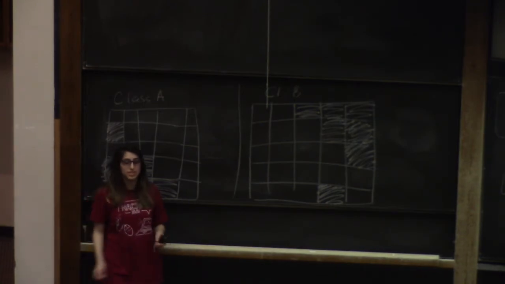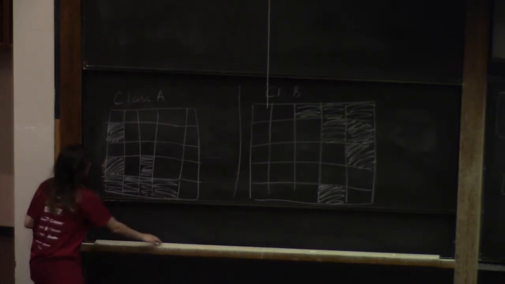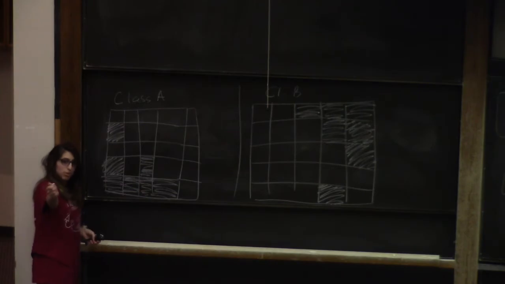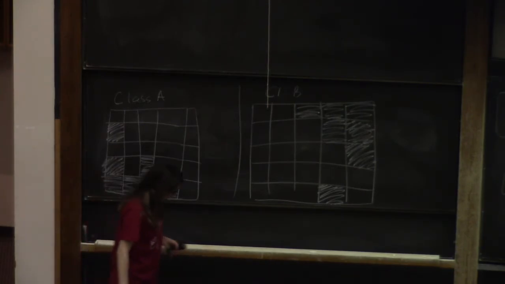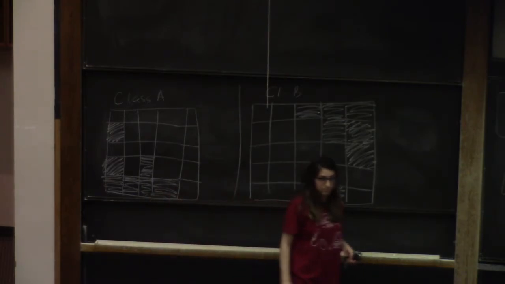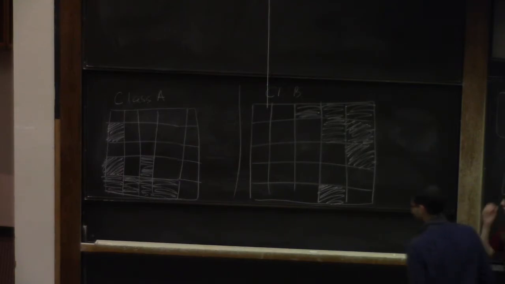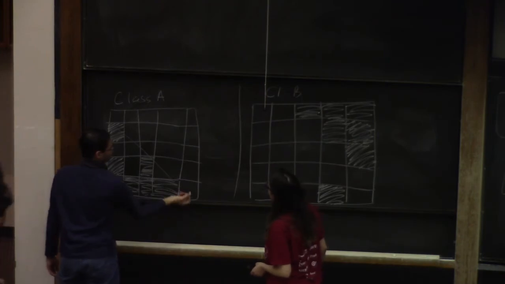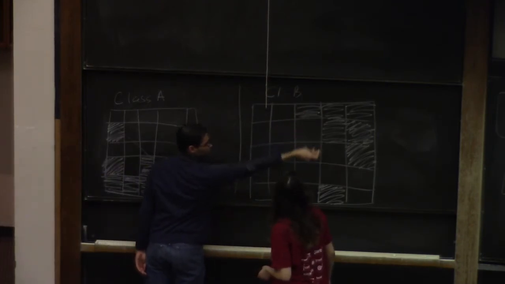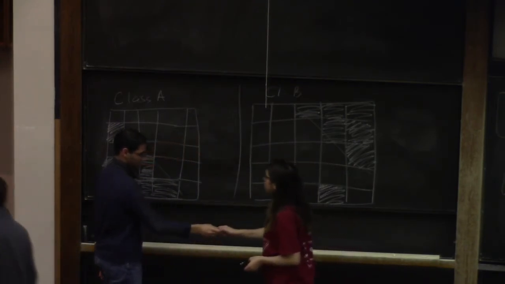Yeah, what is it? Looks like there's a triangular block set near the bottom. So you're saying, you want to draw it on the board? It looks like there's something like this for class A and then something around here for class B. Yeah, so you're pretty close, right?